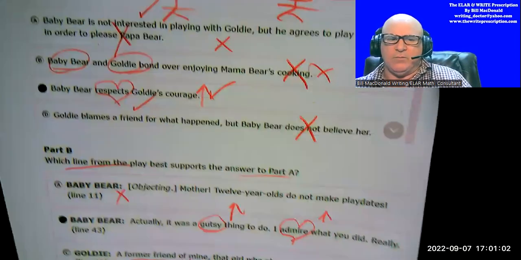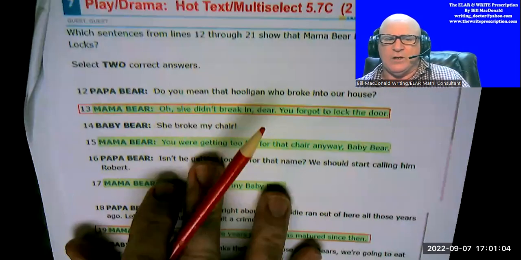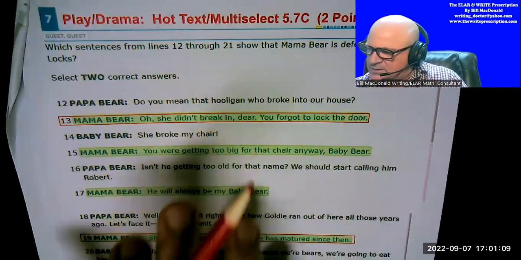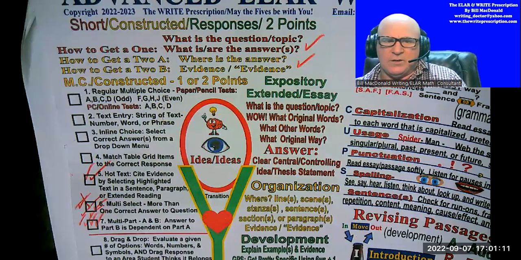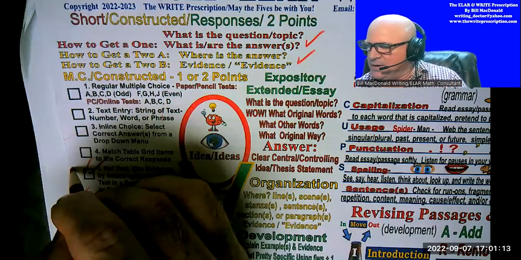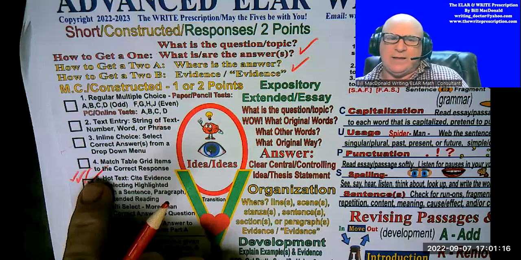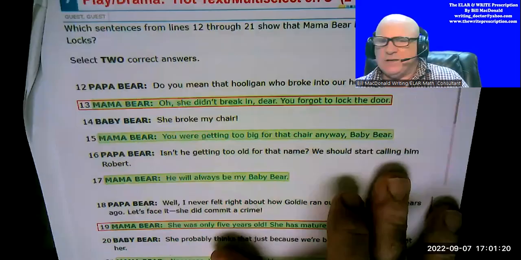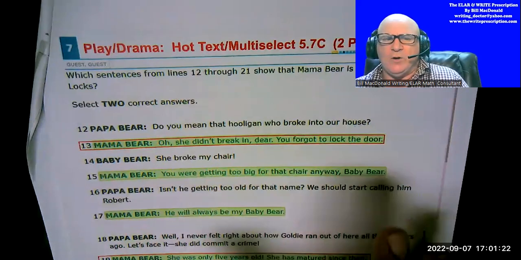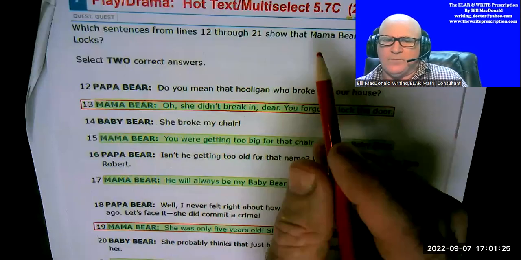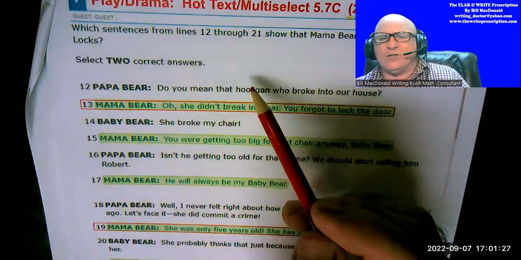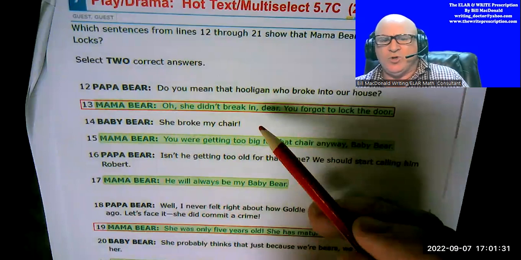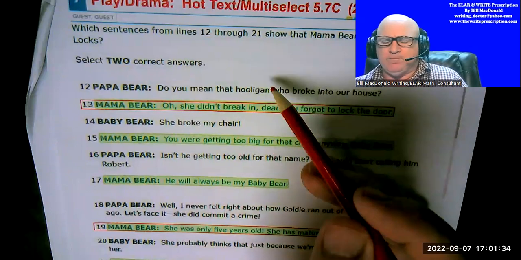Hot text, multi-select. In other words, there's more than one answer. You go over to the hot text part. Hot text, multi-select, meaning more than one. And one of the things that I don't like that I asked TEA about in an email is I noticed that sometimes there's 3 or 4 or 5 answers, and they are still going to only on constructed responses only give your students 2 points for getting all of them correct.